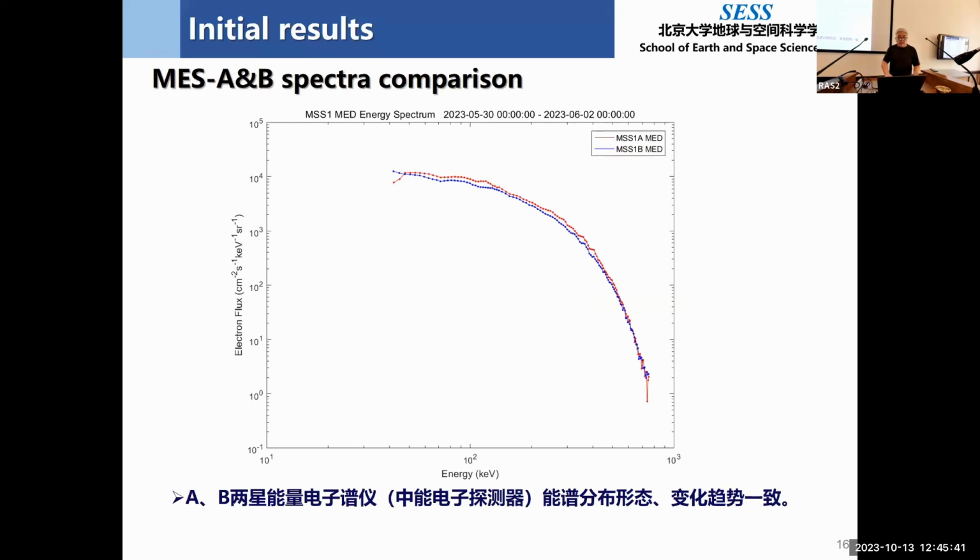In the same time interval and the same place, the SAA center, the spectrum measured by the mid-energy spectrometer onboard A and B satellites are almost the same. So that means it's very consistent. That means we can use these two instruments' measurements to study the same phenomenon.